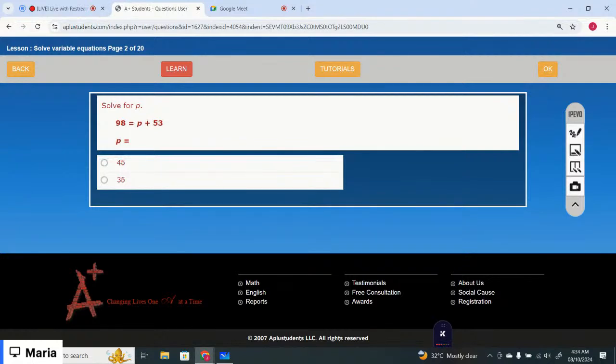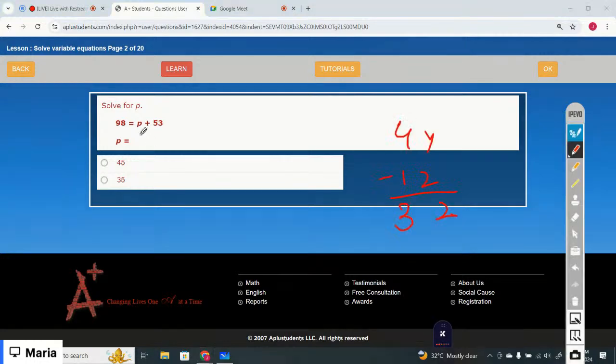Solve for P. 98 equals P plus 53. So in this case, P is not isolated, right? You need to isolate the variable P. How do we isolate? You have to remove that 53 from here, right? So you have to do the reverse operation. The reverse operation for addition is subtraction.